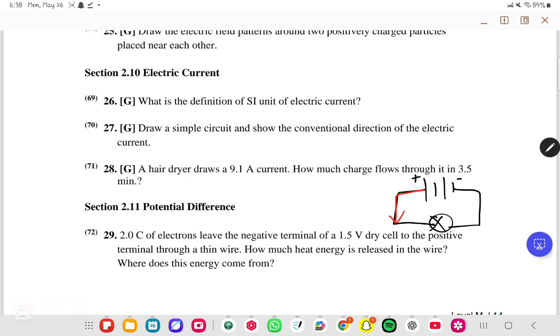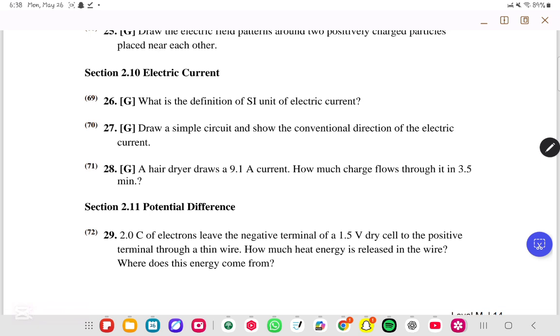They may ask you to draw the conventional direction of the flow of electrons. Flow of electrons moves from the negative side to the positive side, okay? So keep this in mind. Move on to 28, grid.